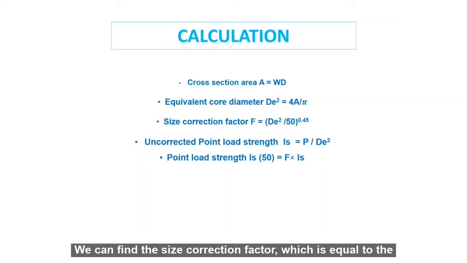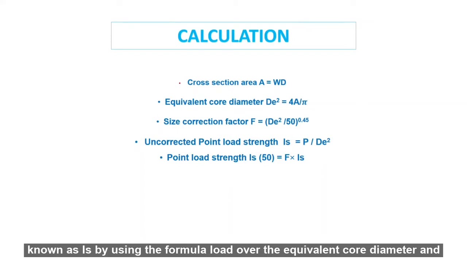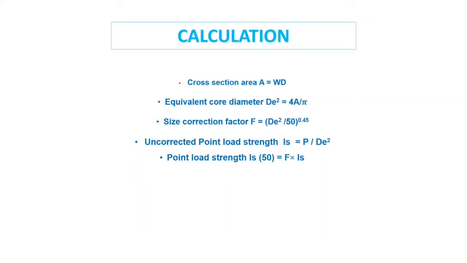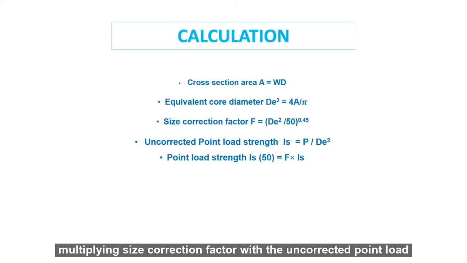After that, we can find the size correction factor, which is equals to the equivalent core diameter over 50 and power it by 0.45. After that, we can obtain the uncorrected point load strength, or also known as IS, by using the formula load over the equivalent core diameter. And finally, for the point load strength, or also known as IS50, the formula is multiplying size correction factor with the uncorrected point load strength.